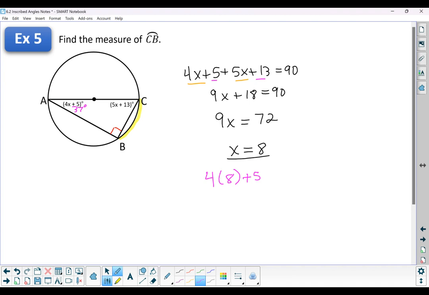So now that we know that angle, now this is an inscribed angle with the vertex on the side of the circle. So we know this arc is double that. So that would be 74 degrees would be our answer.